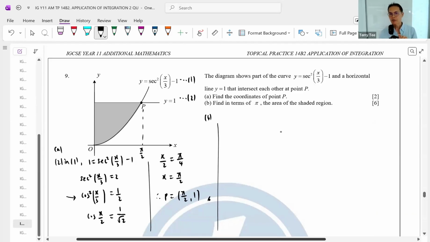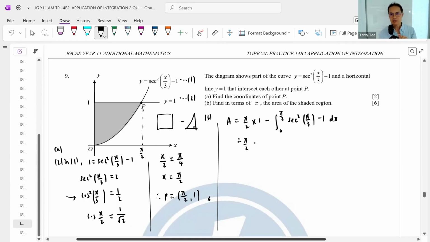Now next, find in terms of pi the area of the shaded region. Okay, this one we use rectangle minus integration. This is a rectangle. You minus this integration. So for rectangle, very easy. You can see it is pi over 2 times 1. For integration, we integrate from 0 to pi over 2. Your function is secant square x over 3 minus 1 dx.